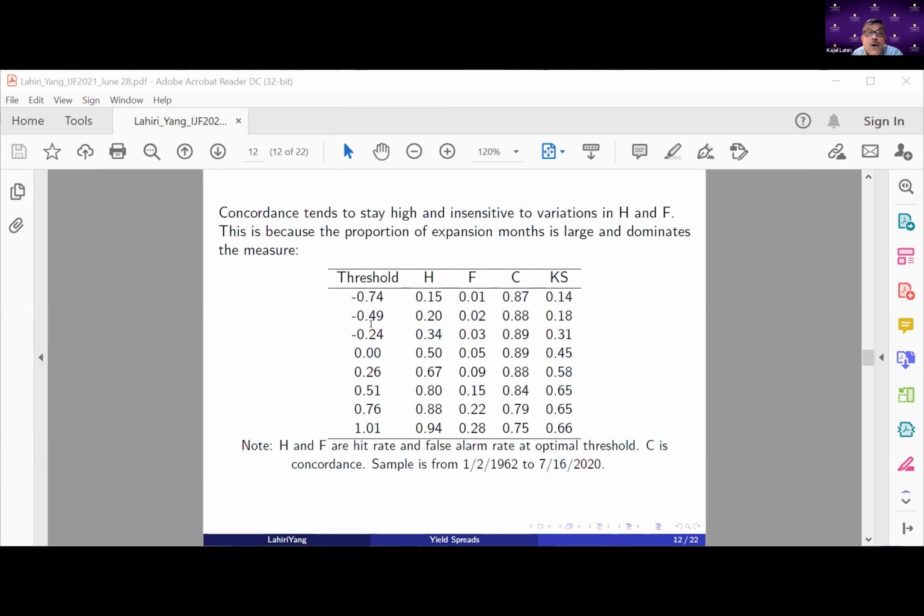Now, so this is what happens, a typical one on our data set. Okay, if you vary the threshold, what you see is that the hit rate and the false alarm rate vary a lot, right? 15% to 94% hit rate, the false alarm rate goes the other way around, but the concordance almost doesn't vary. It's not very sensitive. Okay, it's around that, right? But the Kuiper score varies a lot, goes from 14% to 66%. So you see, it is very reflective of what is going on in the hit rate and false alarm rate. But the concordance doesn't reflect that.